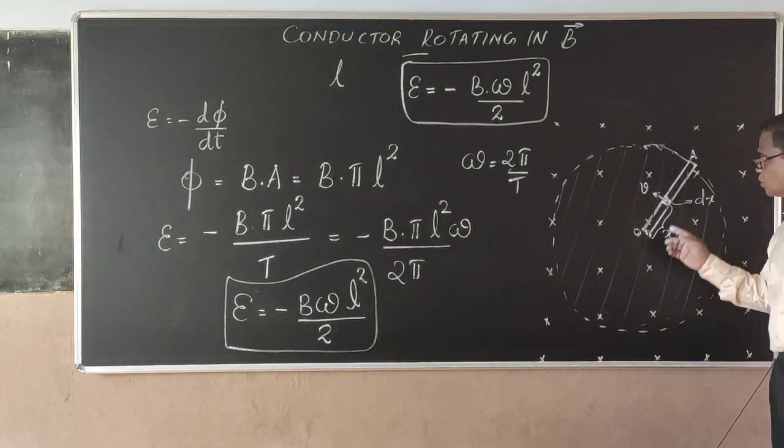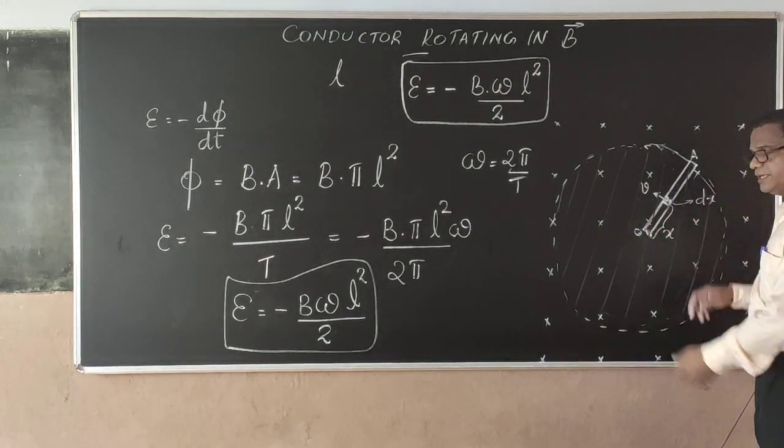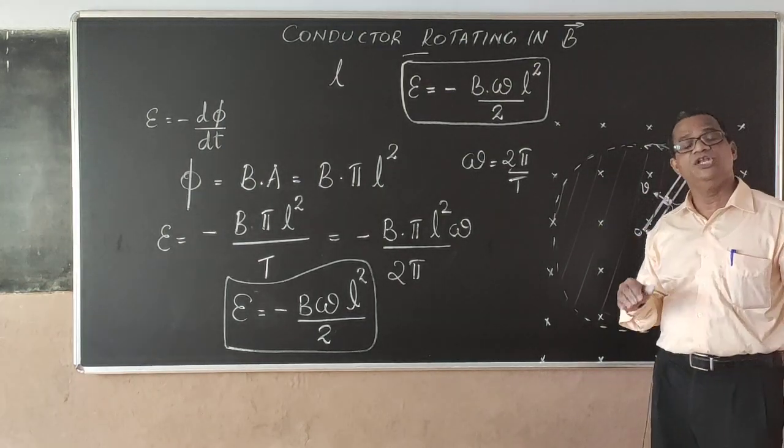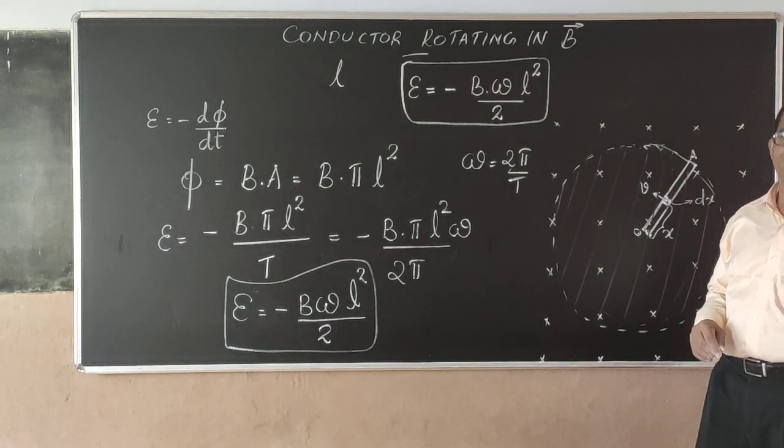So when you rotate a conductor in a magnetic field, across the ends of the conductor there will be an EMF induced given by this particular form.